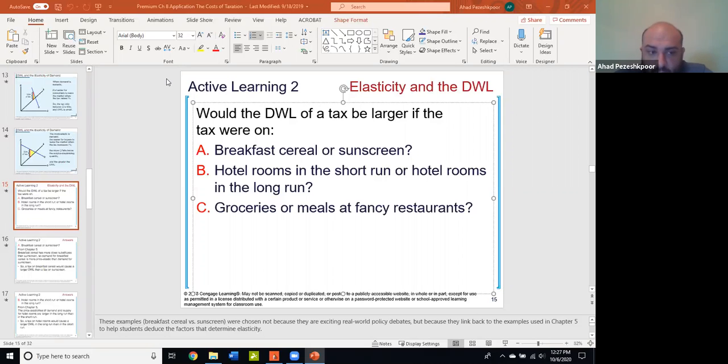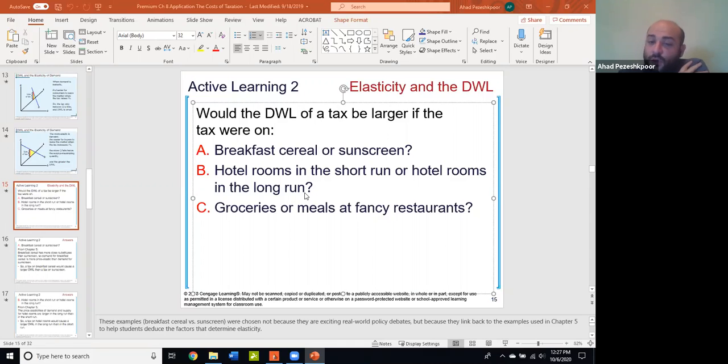Anyone? Sunscreen. Yep. Because you can't really not buy sunscreen. You can always switch from breakfast cereal to some other source for your breakfast. But when it comes to sunscreen, you still have to keep buying it because there is not really a substitute for it.